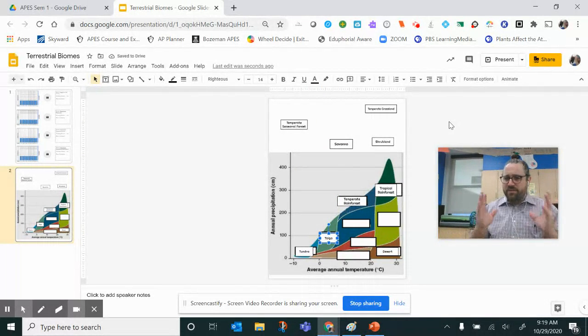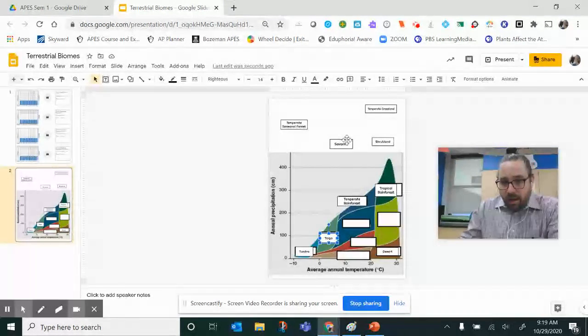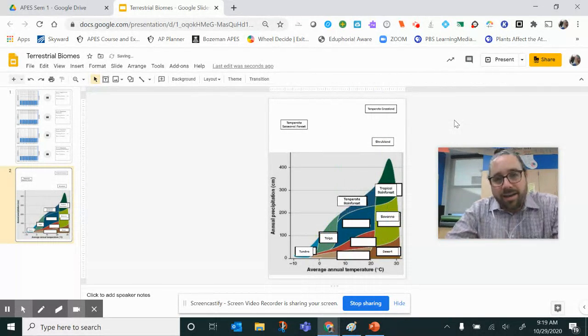So now these are the ones that are kind of easiest to confuse for all students. So the savanna is going to be hot, not so wet. The savanna is hot and dry. I want you to think Lion King when you think savanna.